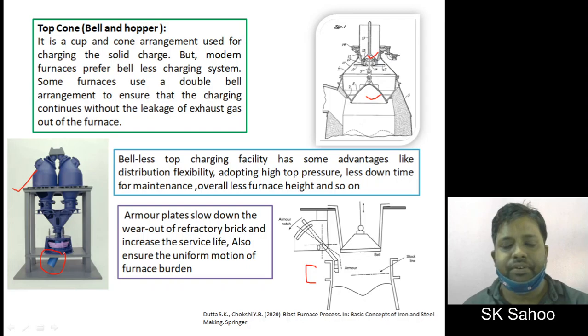And in case of a bell charging system, it is the armor plate. The armor plates are basically movable throat armors. These deflect the burden to different cross sections of the blast furnace. These are responsible for reducing the wear of the refractory lining of the stack, and they also ensure the uniform motion of the furnace burden.